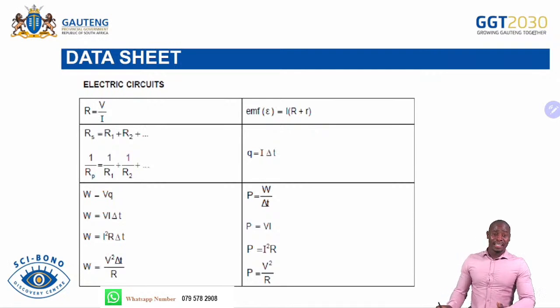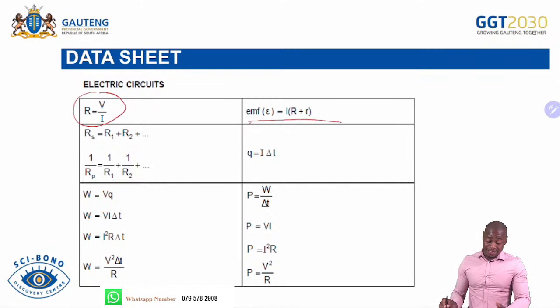Then your data sheet, learners. Under electric circuits, we have these equations. Already you know this one, R equals V over I, where R is your resistance, V is the potential difference or voltage, and I is the current. R is measured in ohms, V is measured in volts, and I is measured in amperes.